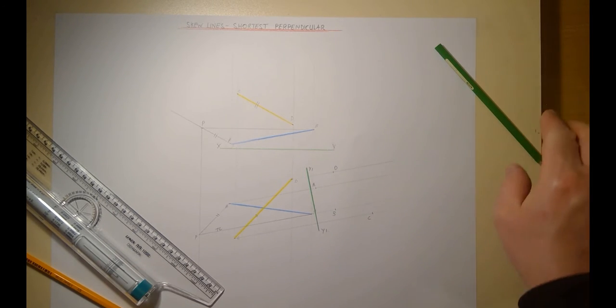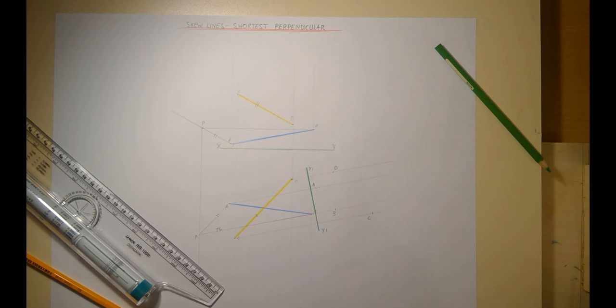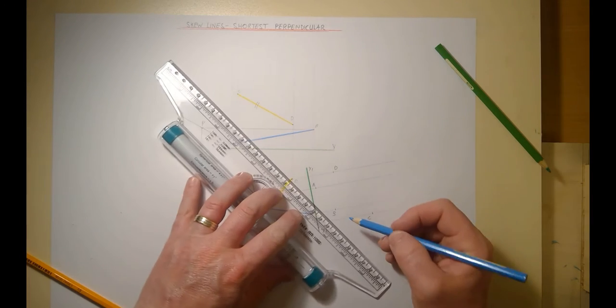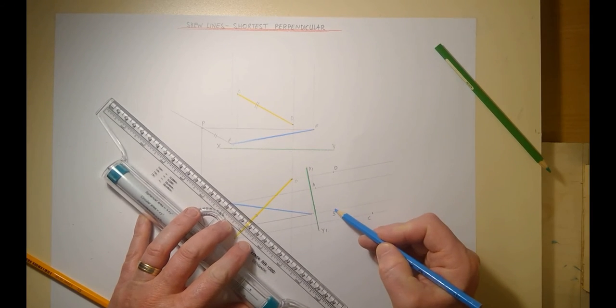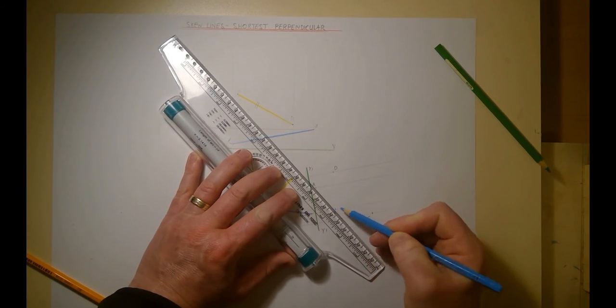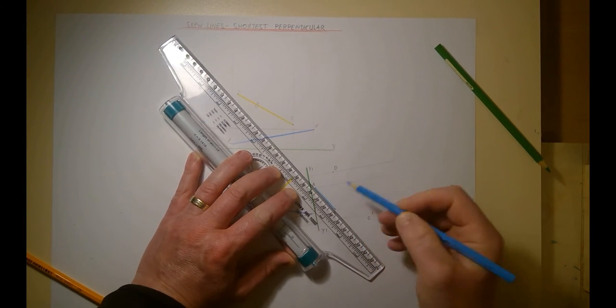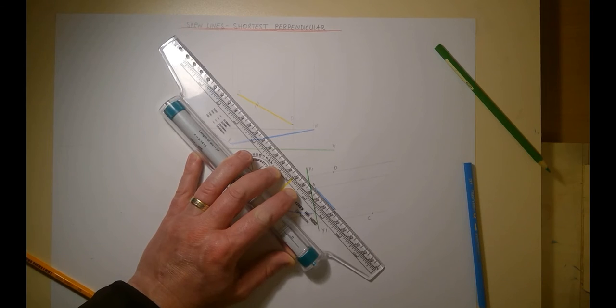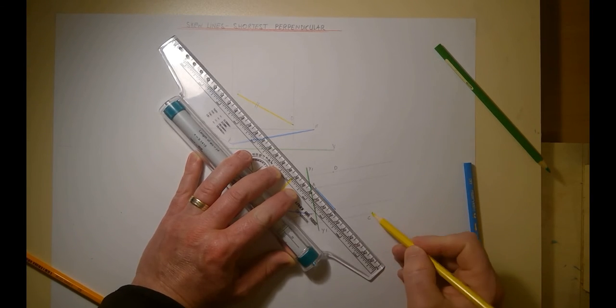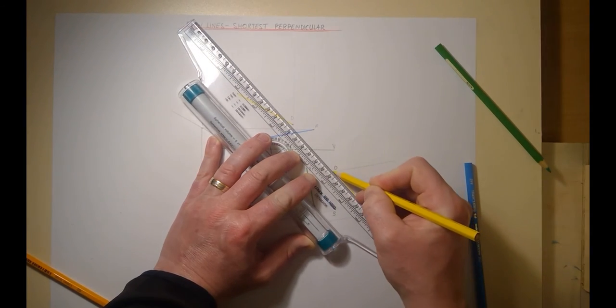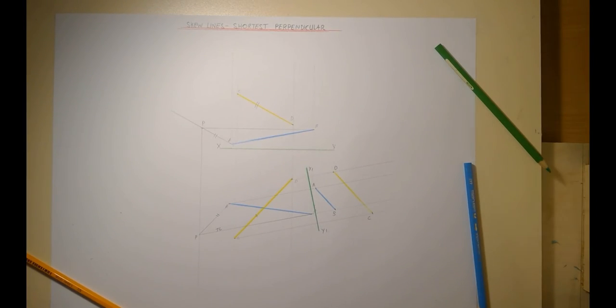In this view, what should happen is the two of those should be parallel. My line AB is my blue line. I'm not going to change the angle or the orientation of the ruler. CD is my yellow line. So at this stage the two of them should appear parallel like that.